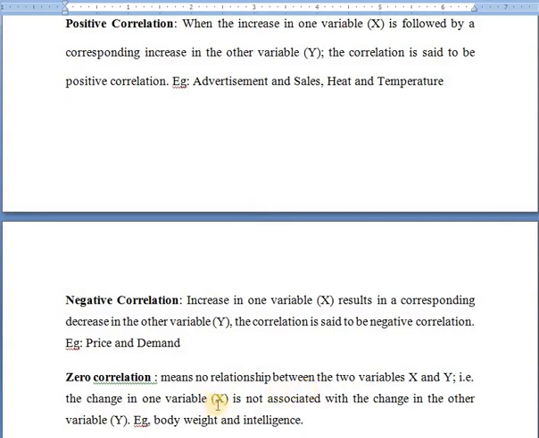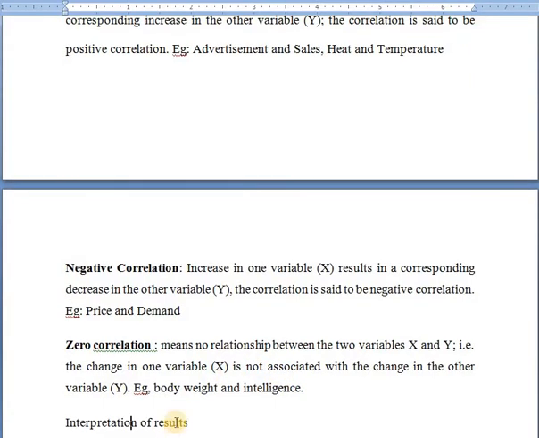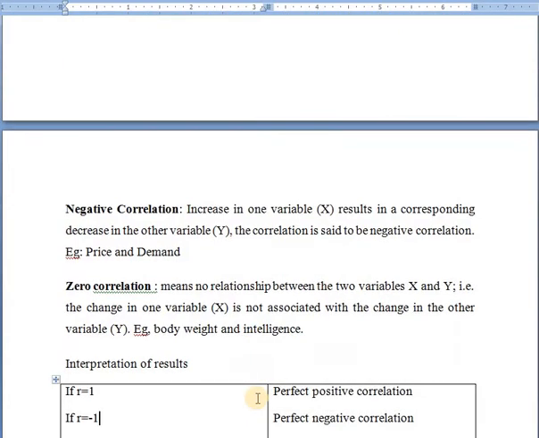The change in one variable is not associated with the change in another variable. Example, body weight and intelligence. There is no relationship between the weight and the intelligence.